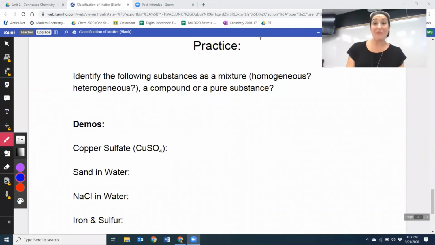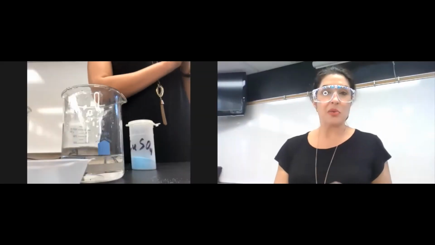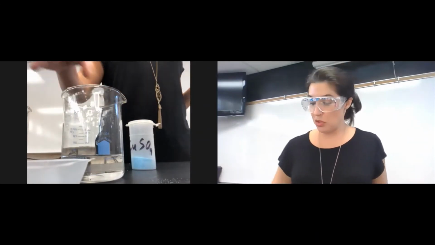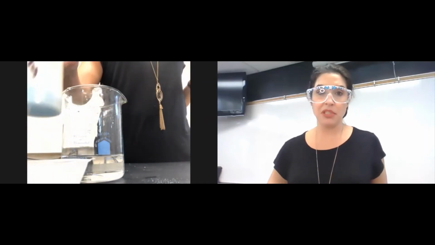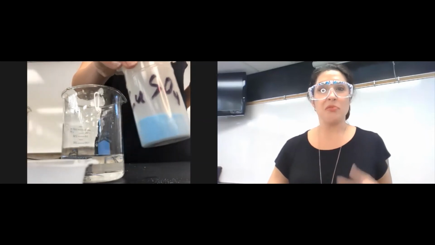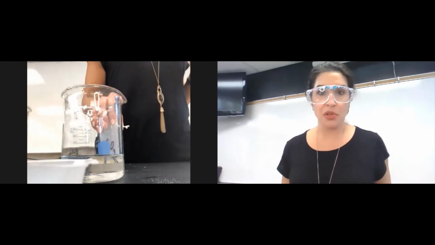All right, welcome to my lab. We are going to look at 4 different substances. So write down these substances and you can help me identify whether these are mixtures, either homogeneous or heterogeneous, compounds, or pure substances. So I'm going to put my lab glasses on and share my camera with you. So let's start with copper sulfate, CuSO4. I can already tell from the description of this that I have multiple different types of atoms: copper, sulfur, oxygen. I have multiple different types of atoms, so I know that this is not a pure substance.